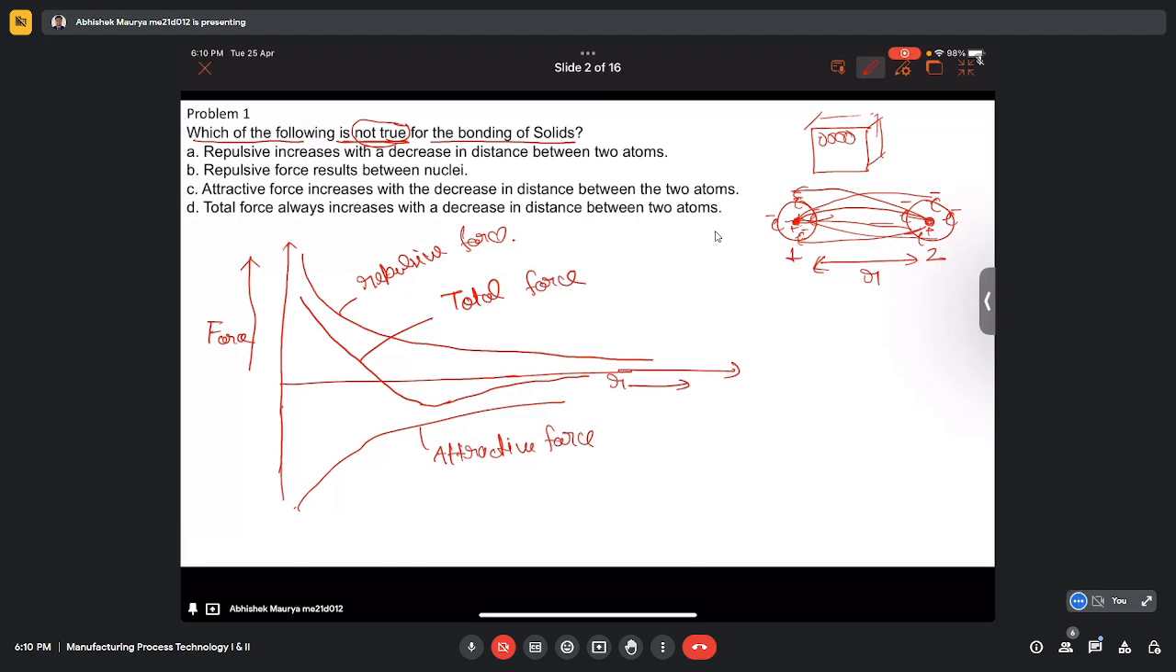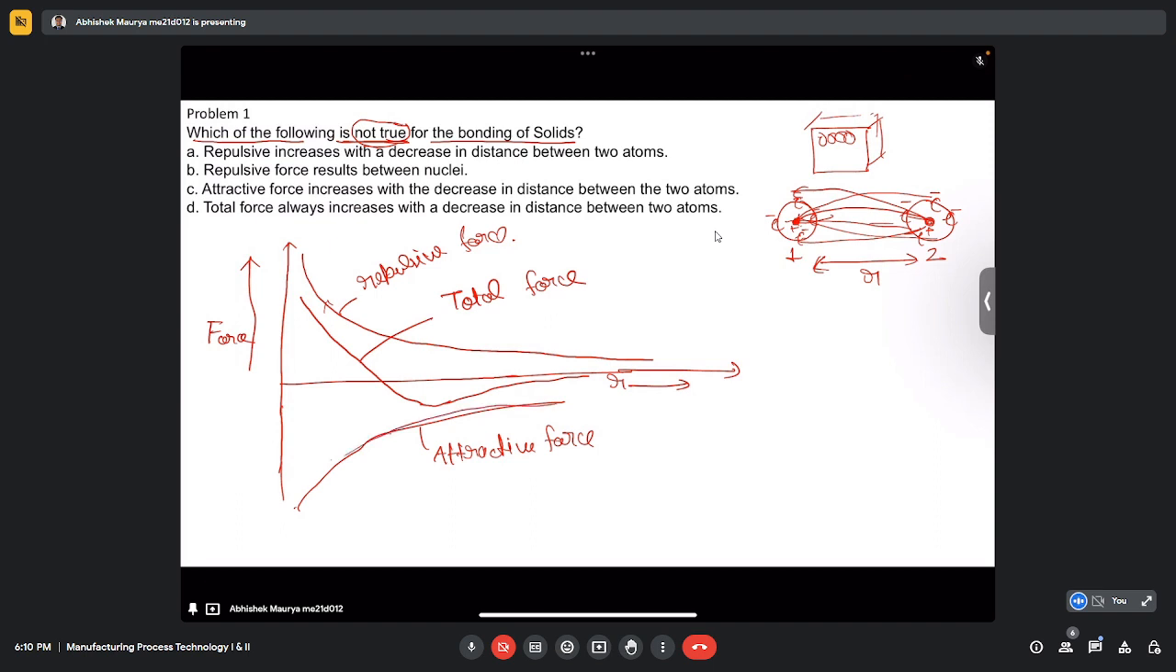If we keep decreasing the distance between two atoms, both the attractive and the repulsive forces increase in magnitude. You can see here, this is attractive, this is repulsive. But when we add these forces, the nature changes. This distance is called R0, where the net force is zero. When atoms are bonded together, the equilibrium distance, where atoms don't feel any net force, is denoted by R0.